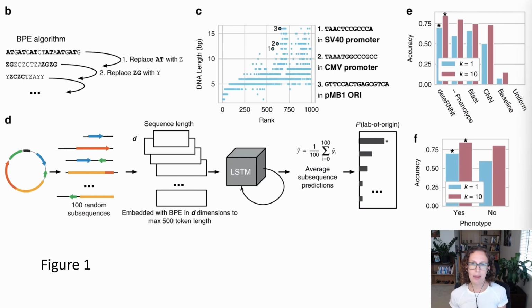They compared it to a different type of neural network that's more commonly used for image data. They compared it to a baseline where they just guessed the most common lab. And then they compared it to uniform, which is just randomly picking one of the 1,300 labs, and that was so wrong that you can't even see an accuracy bar. It was 0. And then for figure 1F, they've zoomed in on their 2 versions of the model, the DNA sequence with and without phenotypic data.